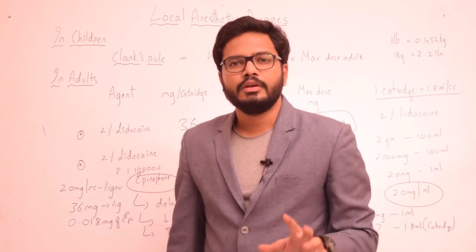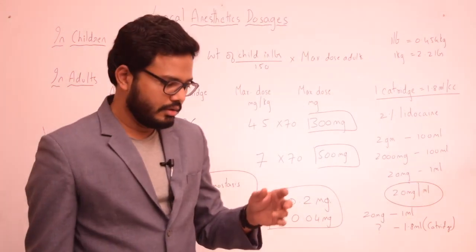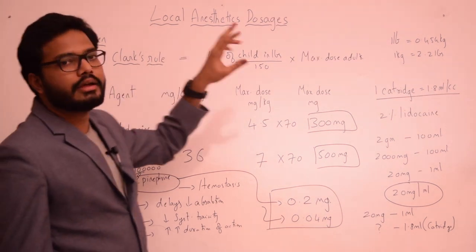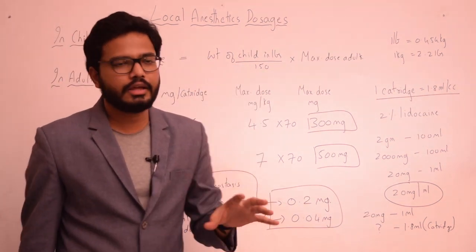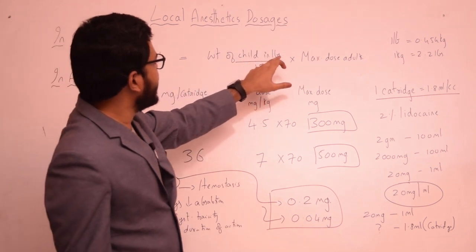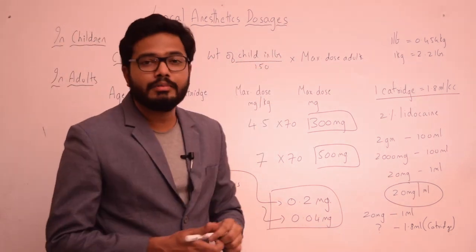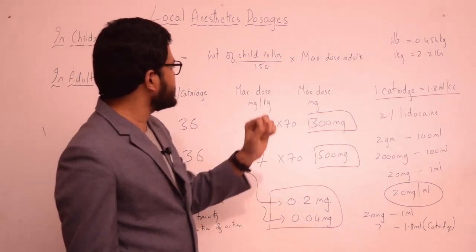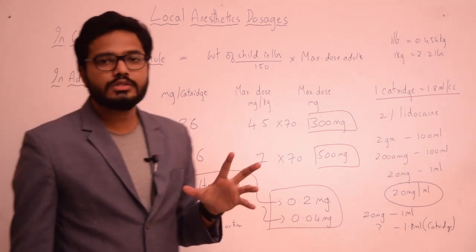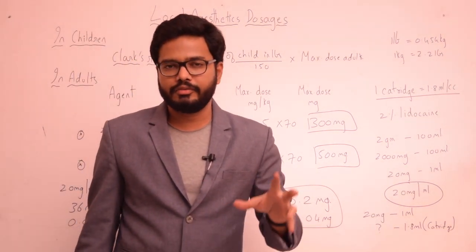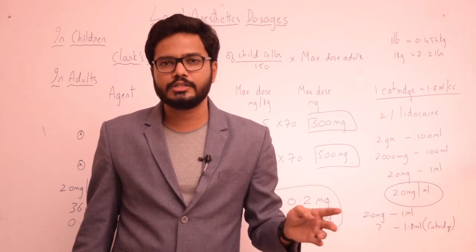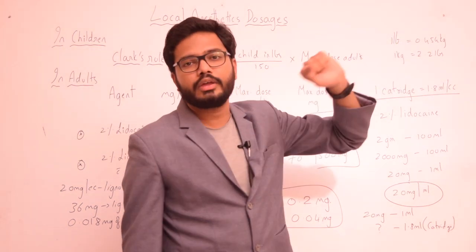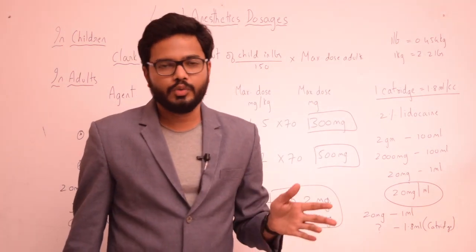So to summarize, local anesthesia dosages vary from children to adults. In case of children, we have Clark's rule to calculate the safest dose that can be given, which is equivalent to weight of child in lbs divided by 150 multiplied by the maximum safest dose that can be given in case of adults, right? In case of adults, the dose is calculated keeping in mind the average weight of an adult, which is approximately 150 lbs or 70 kg, and the conversion factor: 1 lb is equal to 0.454 kg, or 1 kg is equal to 2.2 lbs, right?